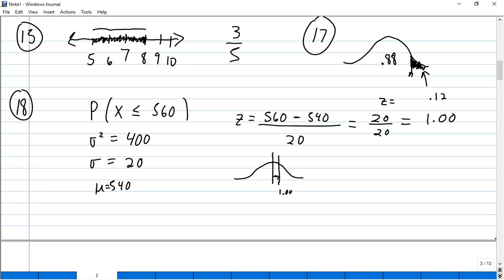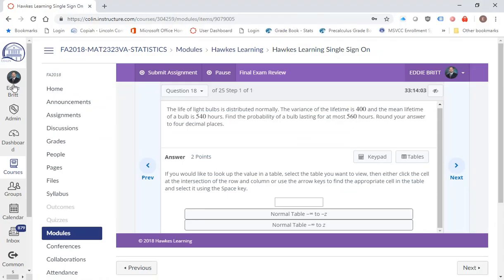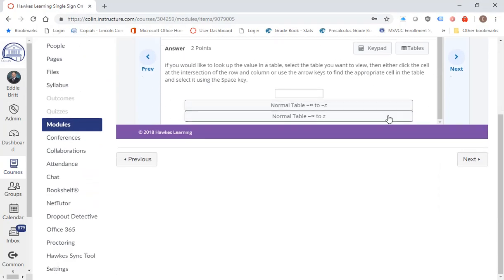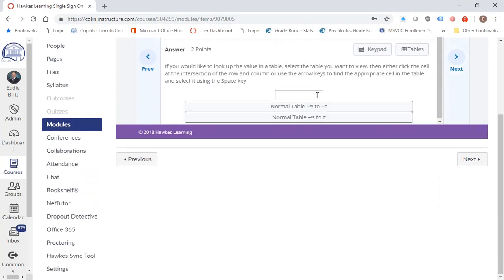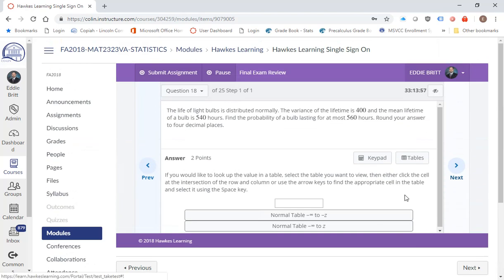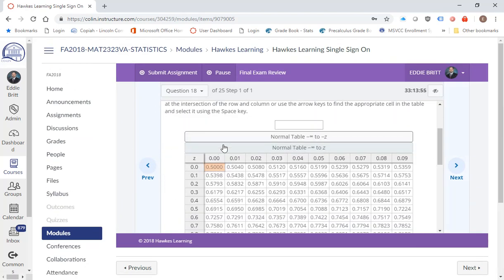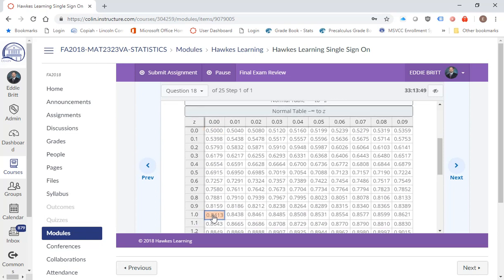So if we look up this value, this will give us less than or equal to. It'll give us everything to the left. So that's what we want to do. We want to go to our, make sure you click the right one, the negative infinity to z. And then we want to go to 1.00. So this is the 00 column. Scroll down. 1.00. 0.8413. So that's the probability. 0.8413.